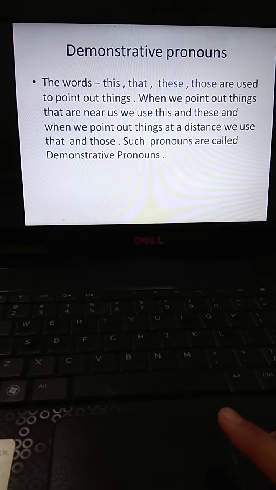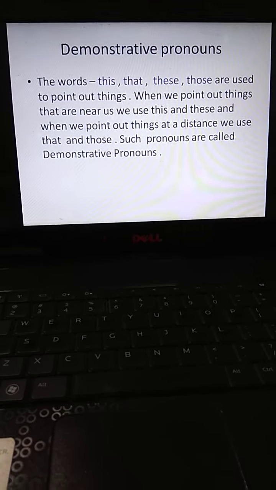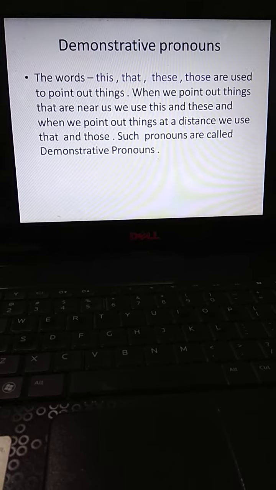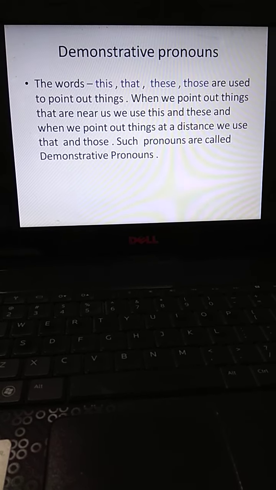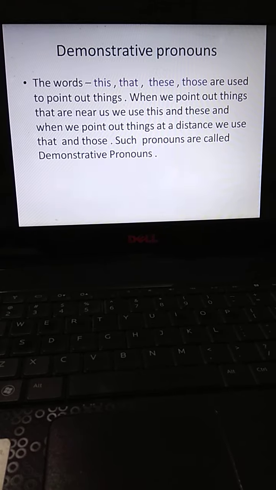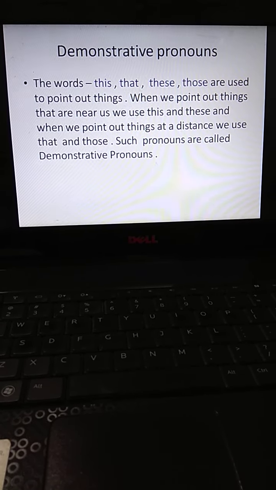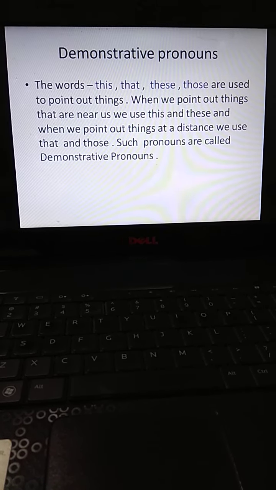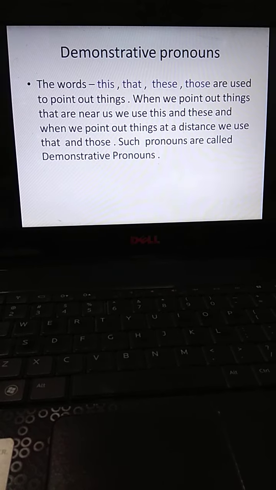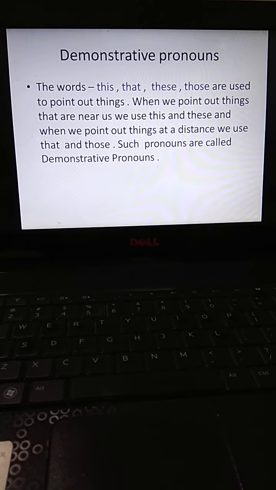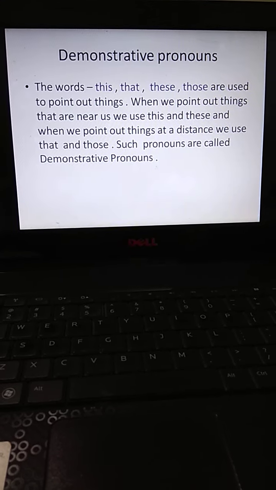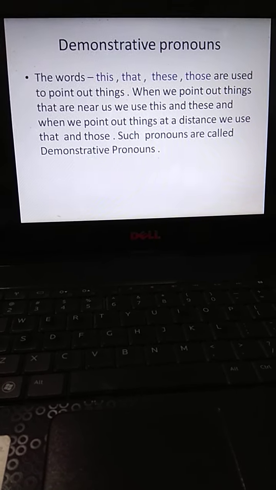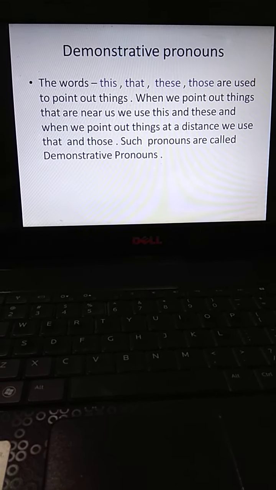Then, demonstrative pronouns. The words this, that, these, those are used to point out things. When we point out things that are near us, we use this and these. And when we point out things at a distance, we use that and those. Such pronouns are called demonstrative pronouns. Let's understand demonstrative pronouns with the help of examples.